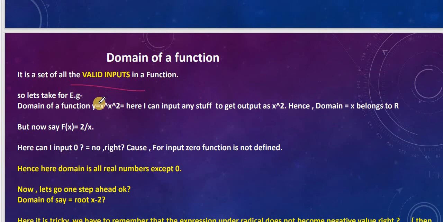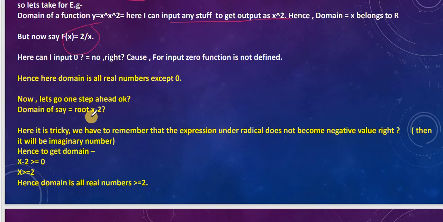So valid inputs are important. Like y equals x square, I can input anything to get the output x square. So the domain is x belongs to all real numbers. But for 2 upon x, can the input be 0? No, it is not defined for that input. So except 0. Another one is root of x minus 2. What will be the domain of this function? Will it be all the real numbers?